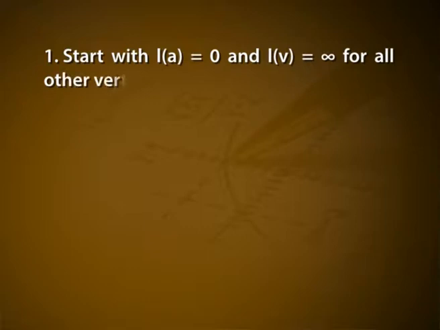There are several algorithms available to determine the shortest path joining a given pair of vertices in a graph. The following algorithm is the one discovered by E.W. Dijkstra, which is used to find the shortest path from a vertex A to another vertex B in a directed or undirected graph G. Step 1. Start with L(A) equals 0 and L(V) equals infinity for all other vertices V.